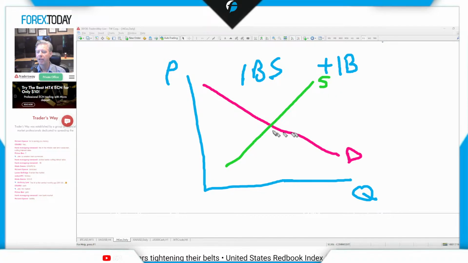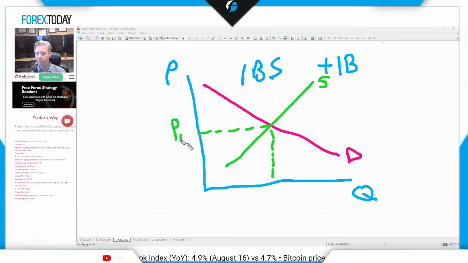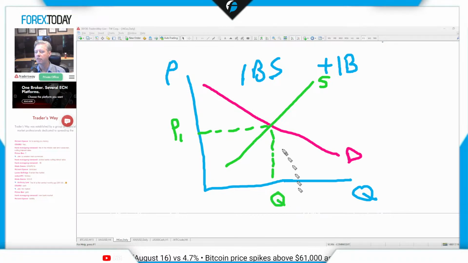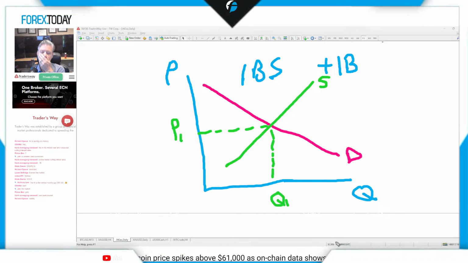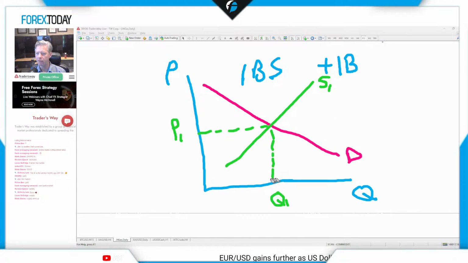Okay? And this is what it was. So that's the price of money or the value of money. Price and value is interchangeable. So we'll call that P1 and we'll call this Q1. So what happened? Did the demand go up or did the supply go up? That's right. The supply of money went up by $1 billion. So supply 1 goes to supply 2.